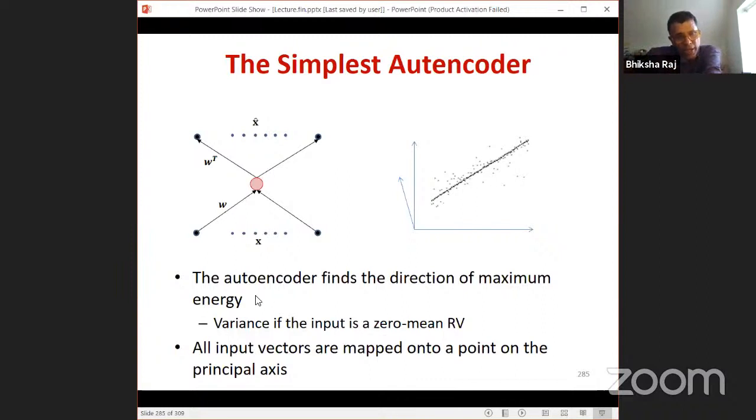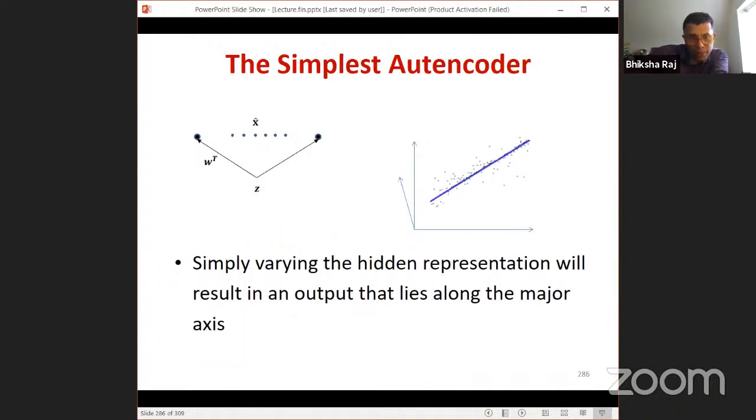Now, the output is going to be some linear scaling of W, which means the output is always going to lie on a hyperplane. So regardless of the input, it's going to map the input onto some point on this hyperplane, which is a linear scaling of W. If you try to find the W that minimizes the error between the output and the input, this W is going to end up giving you the principal axis of your data, and all input vectors are going to be mapped onto a point on this principal axis. Now if I just take the decoder, which is this portion of the network, and give it different inputs, because the network is only able to reconstruct linear scalings of this W, the output is always going to be along the principal axis or the major axis of the data.